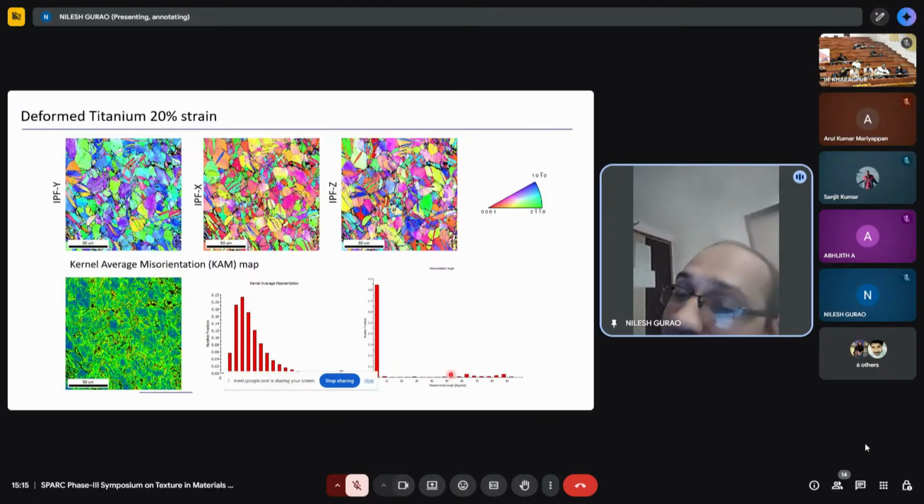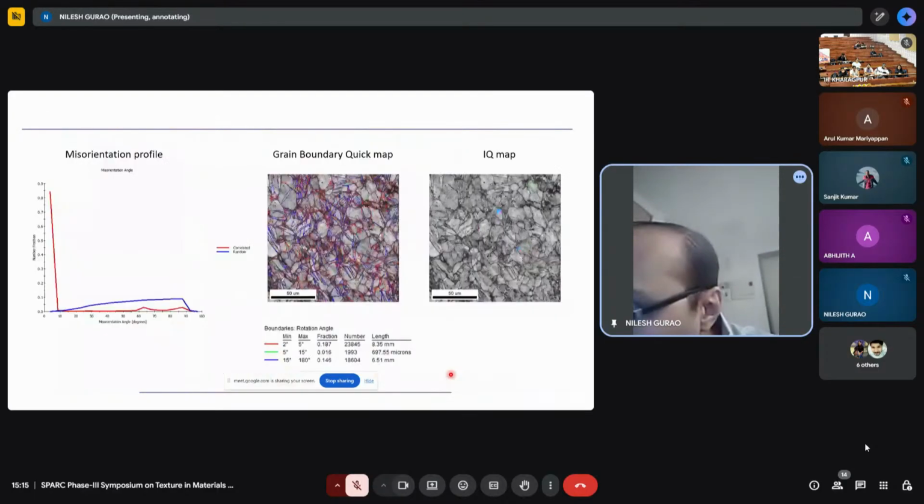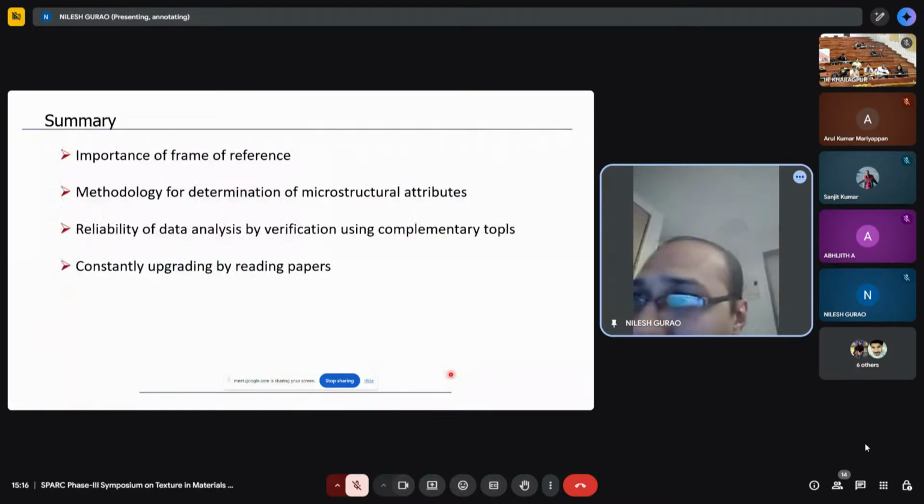So remember that we can do very advanced things by looking at the recent papers. But our fundamentals should be solid. Only then we can move forward. So I won't jump. I will just say that please keep in mind what is your reference system. And we have to look at what microstructural attributes.